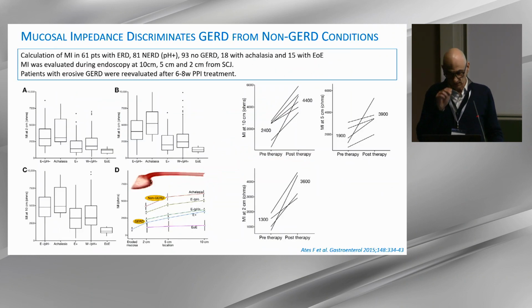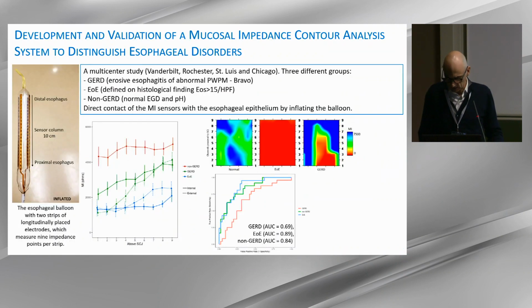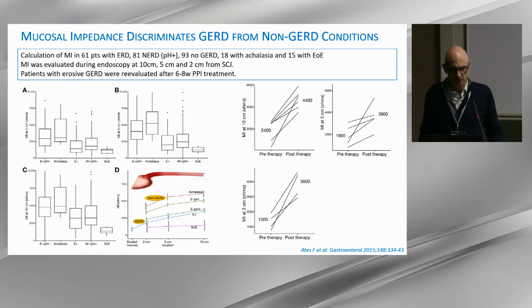A similar study was reproduced with a larger number of patients, including patients with achalasia and eosinophilic esophagitis. The results were very similar, and eosinophilic esophagitis showed a very low baseline impedance value. The technique was able to segregate patients with GERD with abnormal pH exposure from those with normal pH exposure and from achalasia. And in patients with erosive esophagitis, the technique was repeated after PPI treatment, and the baseline impedance, so the mucosal impedance, improved a lot after PPI treatment.